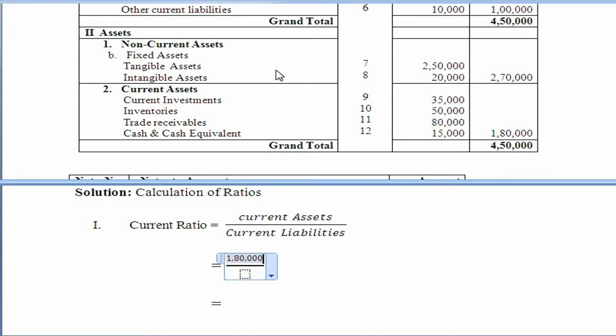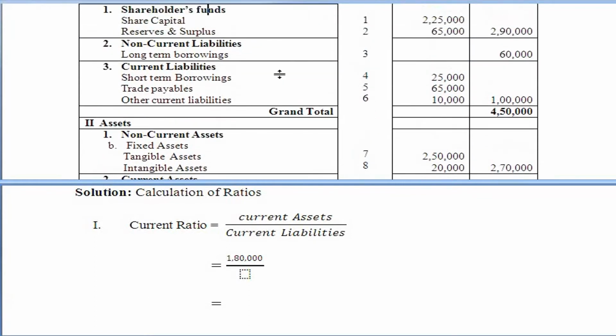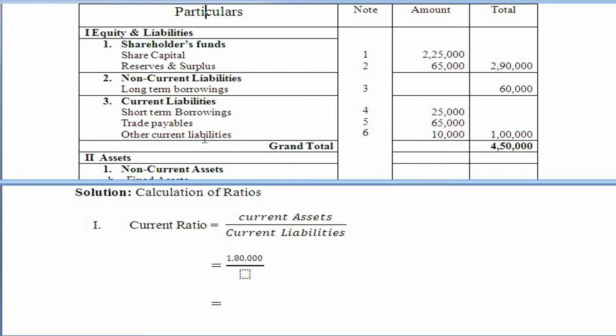Next, current liabilities we need to find out. Now check the liability side of the balance sheet. Here is the total amount of current liabilities. Current liabilities include short term borrowings, trade payables and other current liabilities, and the total is 1 lakh. The total amount of current liabilities is 1 lakh. Now the same amount we will be taking here. So write rupees 1 lakh, current liabilities rupees 1 lakh.